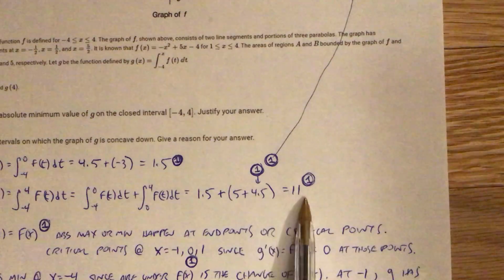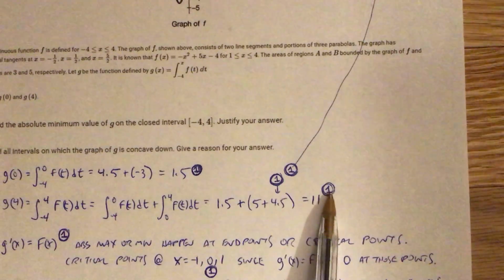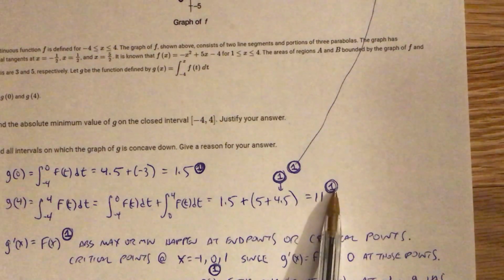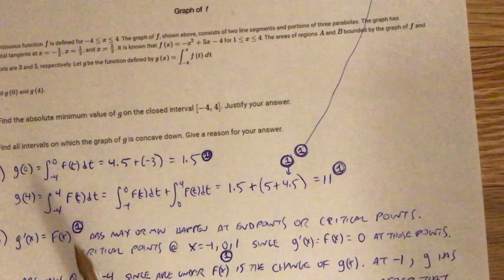Anyway, put us all together, you get 11. So that's the fourth point. So all this was 4 points, one for this, and then 2 for the work, and then 1 more for the answer. So a total of 4 here.